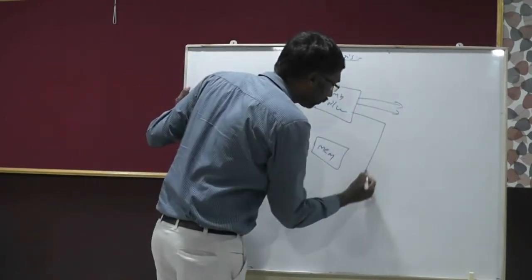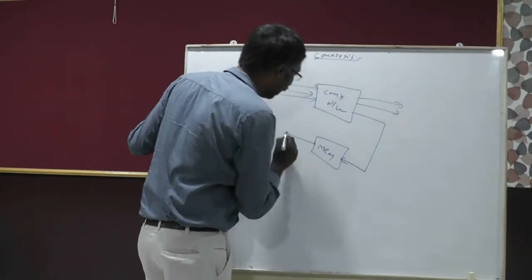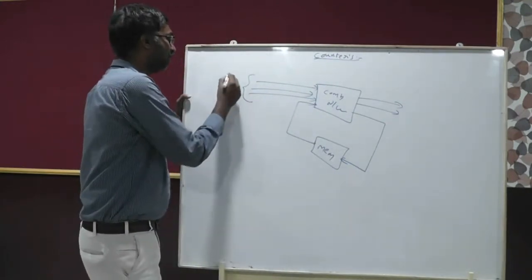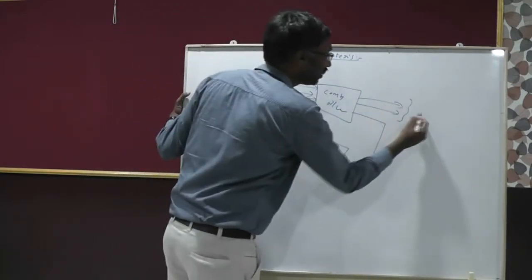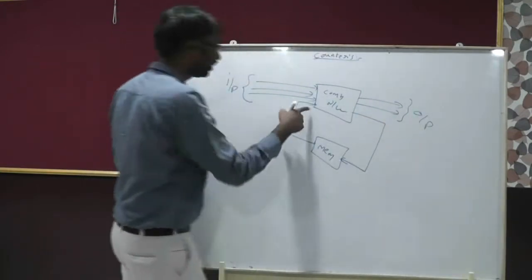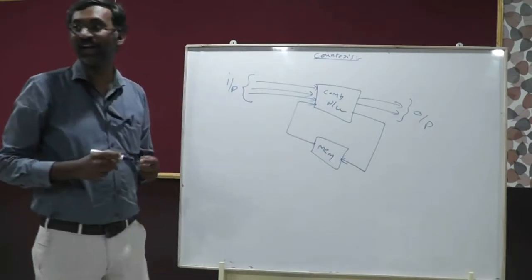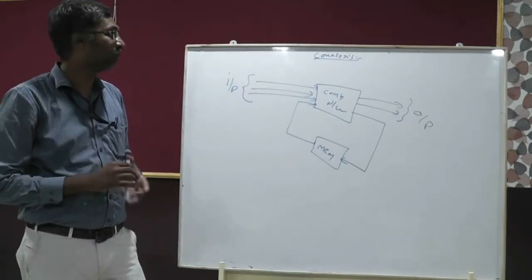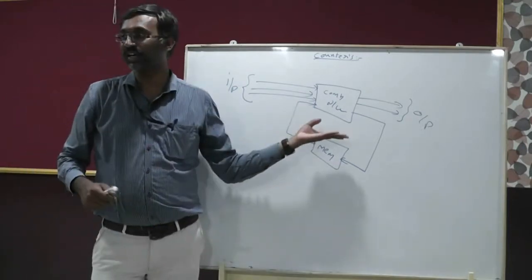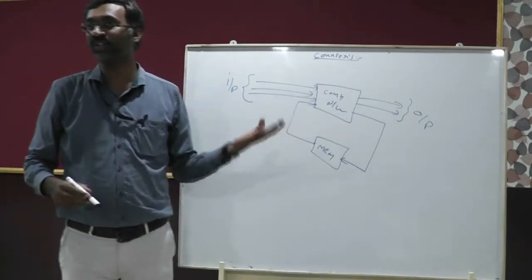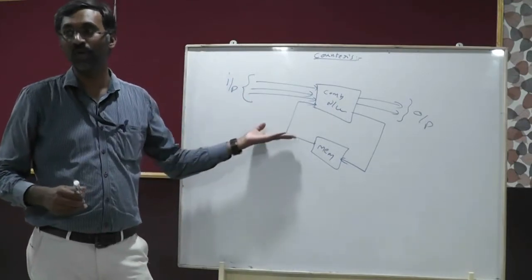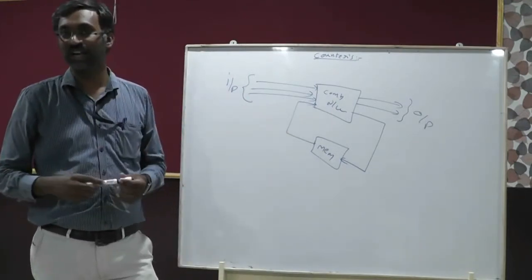But what is a sequential circuit? Part of the output will be given to the memory, and this memory is again connected back to the input. So this one is the input, this one is the output, and this one is the feedback network. What are the examples? Counters and shift registers are different examples of sequential circuits.